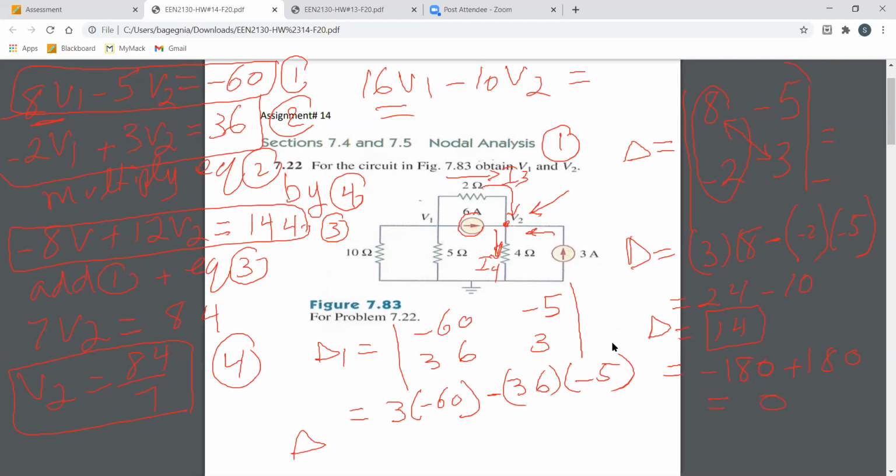Okay, delta 2 would be, let's see where I need a space here.